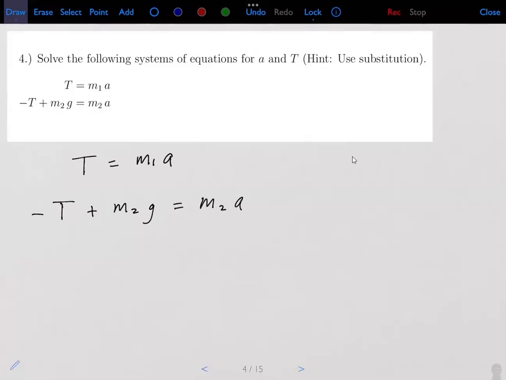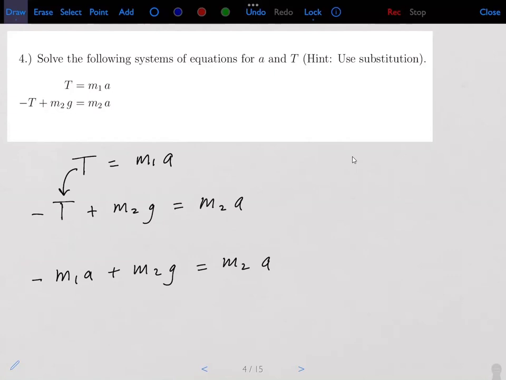So I'm going to take this t, and where I have a t in the second equation, I'm going to plug it in. And don't forget the negative here, right? So I have negative, and now that t is really m1a, plus m2g is equal to m2a. Okay, I want to solve this. Let's start first by solving it for a. Since we eliminated the t now, let's solve this for a.